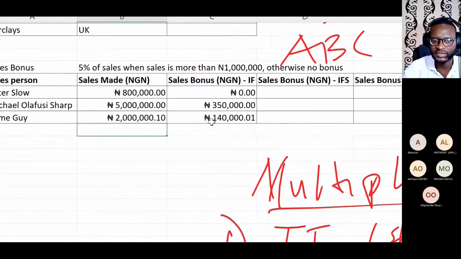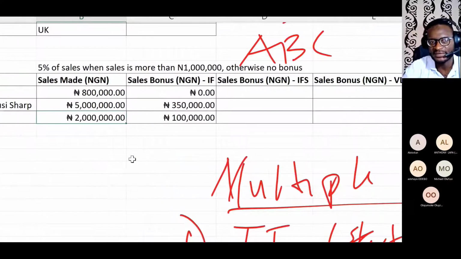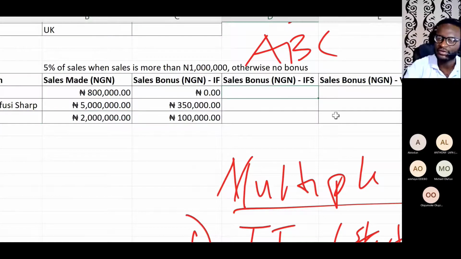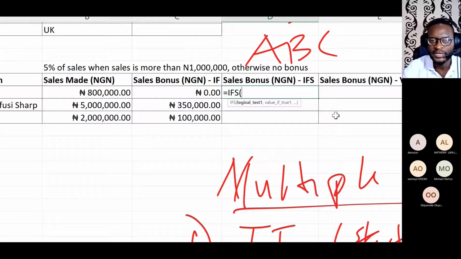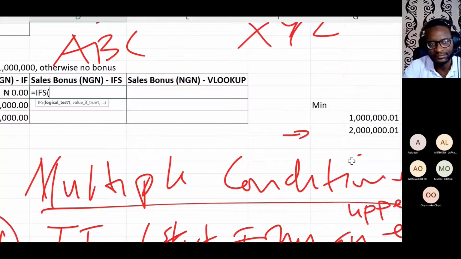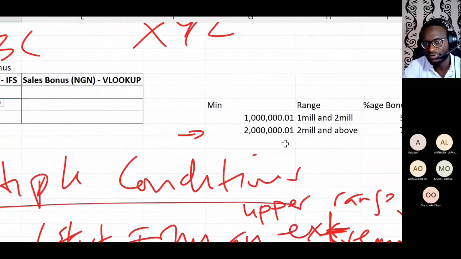So now the next thing is, how could I have achieved this same but using ifs? So let's see, ifs is like an improvement on if. You see that plural means you can add multiple conditions. So in this case, ifs, I will also tell you to keep to the rule of starting from the upper or one extreme. I prefer starting from the upper extreme.